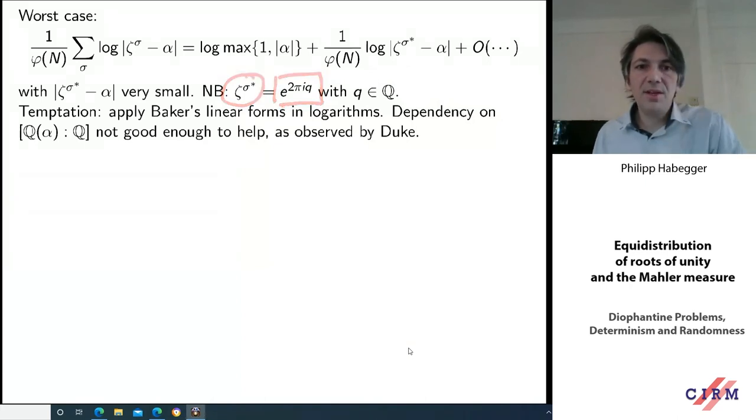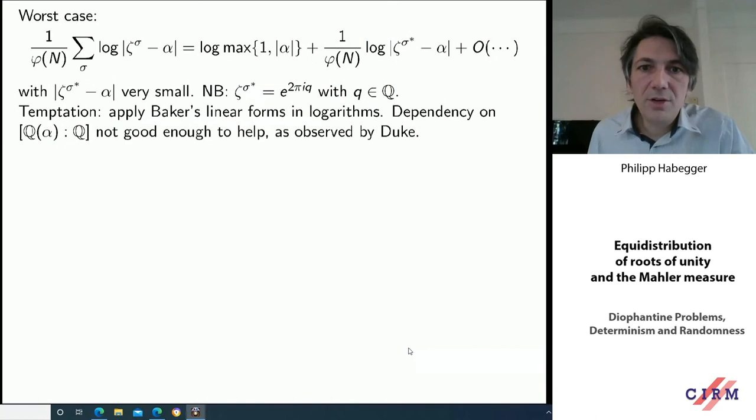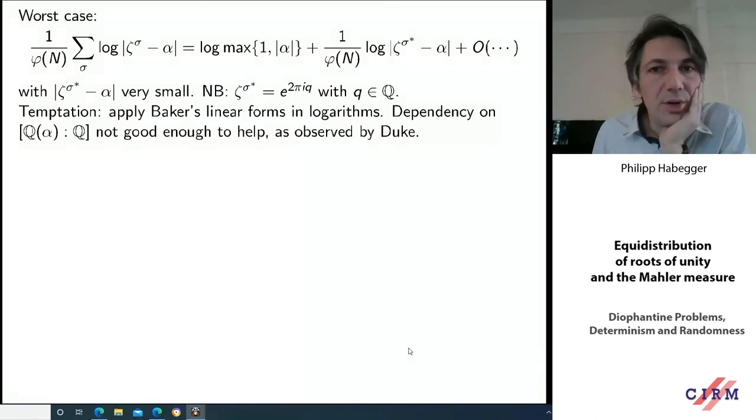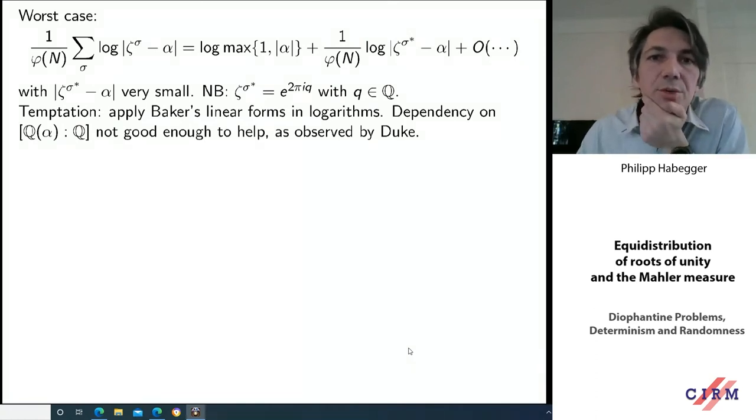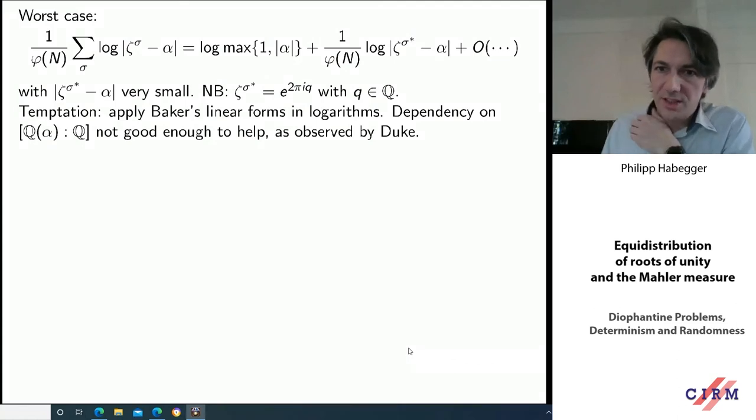And it's tempting to apply Baker's linear forms in logarithms at this point, just like in the work of Baker, Yi, and Rumley, because if you look at it, the log of this would be 2 pi i q, and the log of this would be the logarithm of an algebraic number. If these two are close, then their logs, or choices of logs, will also be close. So it's an idea to apply Baker's linear forms in logarithms.